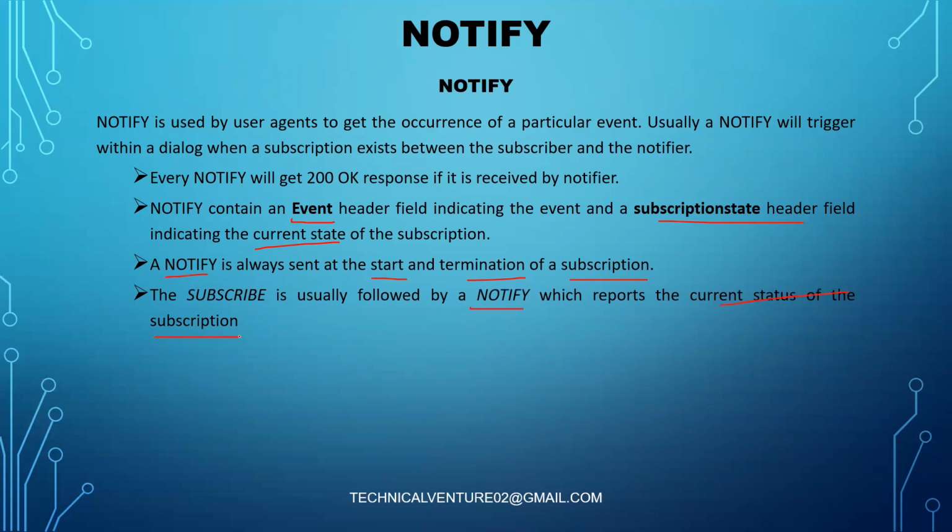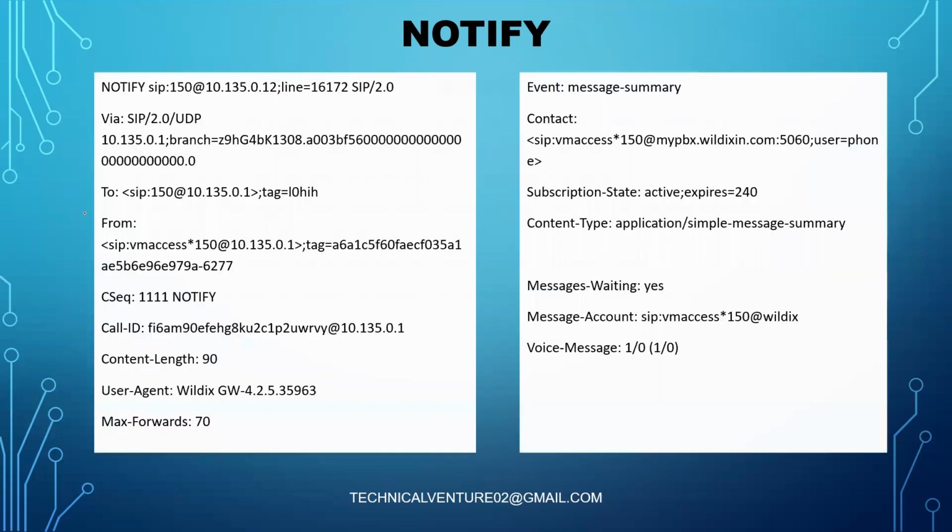That is what we saw in the previous example. The subscribe message was there, and after that there will be a notify. So this is an example of that notify. All the headers and the same things would be there, correct? And here it says the subscription state is active, and the expires header would be 240 seconds.